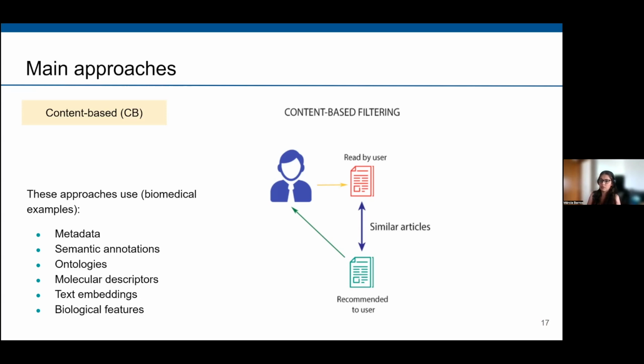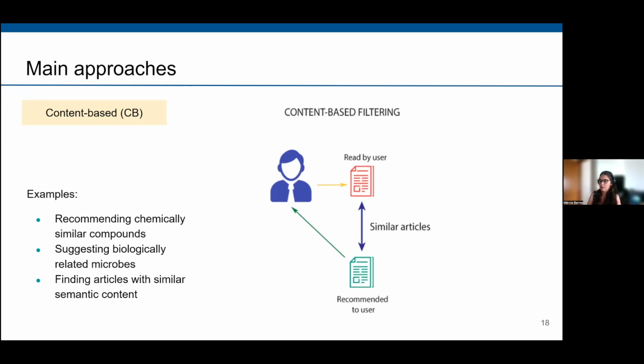These approaches need to use data related with the specific item. So some examples from the biomedical field: it can be metadata, semantic annotations, ontologies, and I will show you two examples where ontologies are used as features for the items. We can use molecular descriptors, text embeddings, and biological features. Some examples: recommending chemically similar compounds, suggesting biologically related microbes, finding articles with similar semantic content, for example.